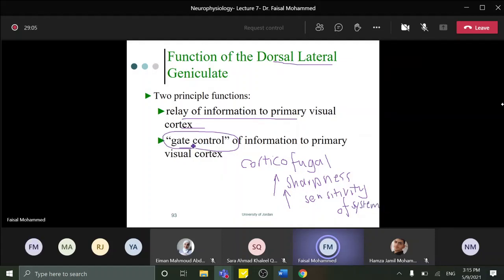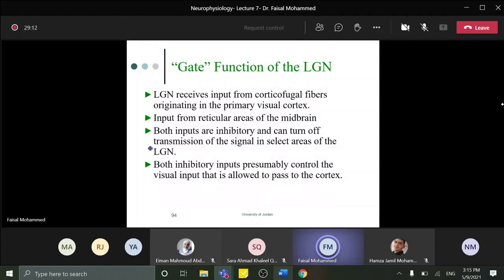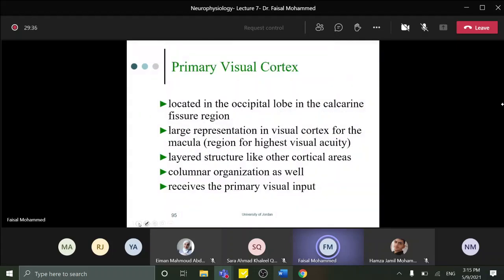احنا ما بنطلب ديتيلز باللاترال جينيكولات، خلاص نعرف انه على اللاترال جينيكولات بس فيها ديتيلز كثيره وابجوز انا امر عليهم مرور الكرام هير. The lateral geniculate receives input from the corticofugal, كيف كنا بنحكيها هلا, visual originating input to the reticular areas of the midbrain. Both inputs are inhibitory and can turn off transmission. حكينا both inhibitory input receive بعملوا feedback. ديتيل ما تهتم فيها. The primary visual cortex is located in the occipital lobe. أنا بحكوا له area 17 بس مش مهم عنا النمبرز احنا. Area 18 and 19 اللي هي الـ association area of the visual cortex.